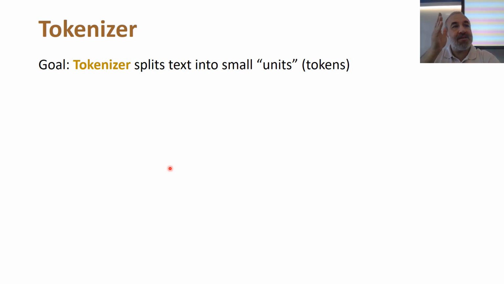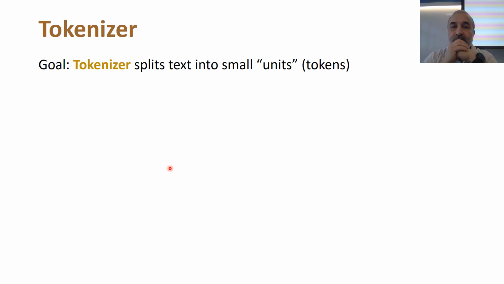First thing, we are given text, right? But I told you that these are words or tokens. How do we get these tokens? We get them by a process called tokenization. Tokenization means splitting the text into small units. These small units are called tokens.